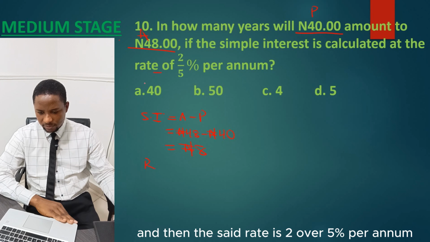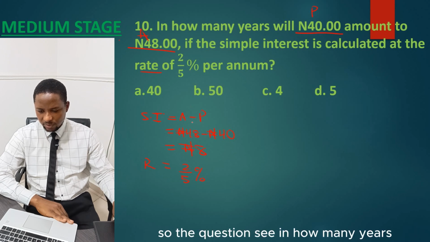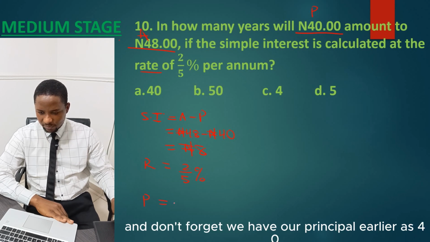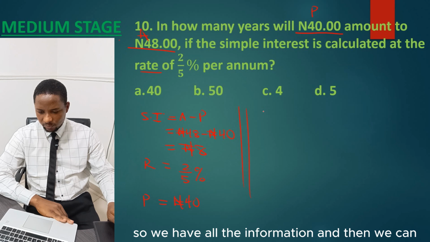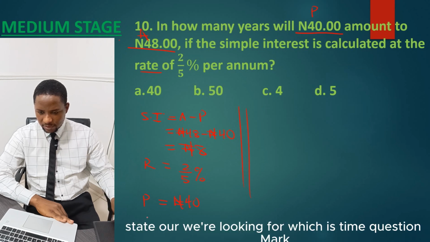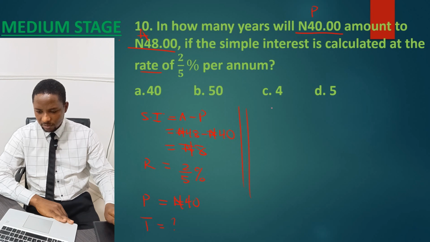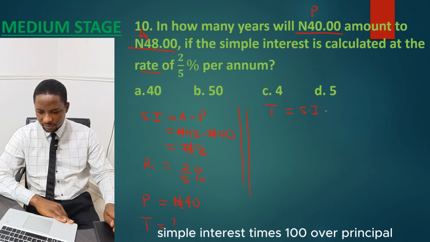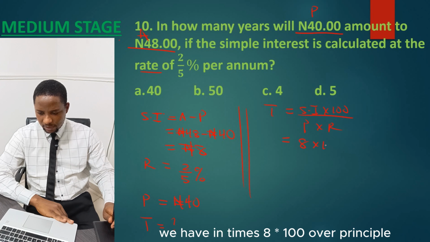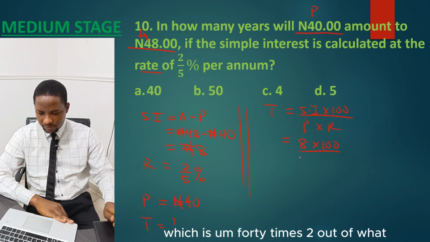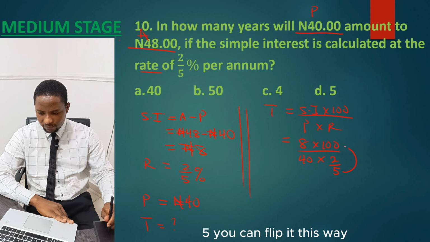And then they said the rate is 2/5% per annum. So the question says in how many years? And don't forget we have our principal earlier as a 40. So we have all the information, and then we can state out what we're looking for, which is time, question mark. And the formula for time is simple interest times 100 over principal times what? Rate. What is simple interest? We have it as 8 times 100 over principal, which is 40, times 2 out of what? 5.